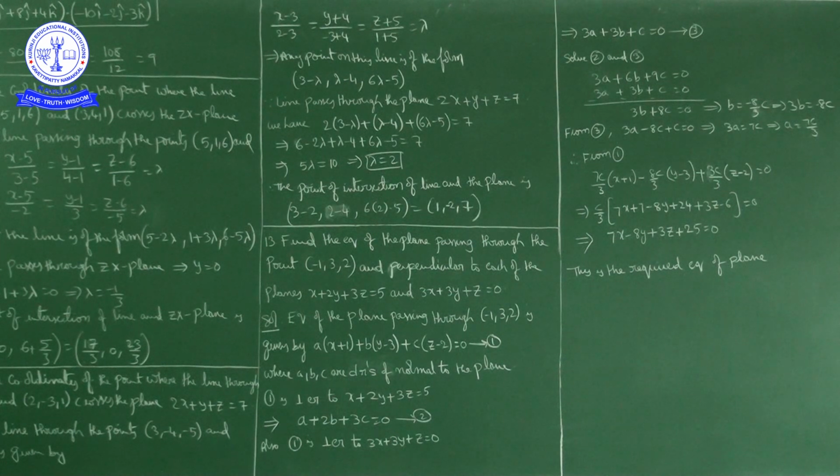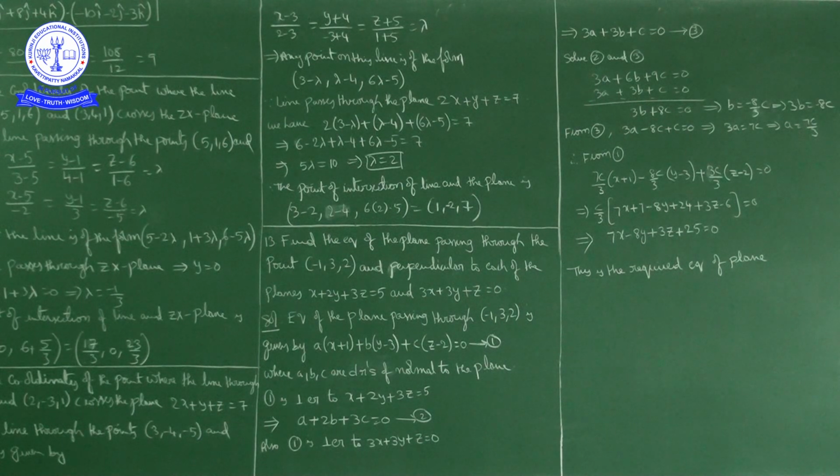Okay. Now what else is given? This plane, equation 1, is perpendicular to the plane x + 2y + 3z = 5, and also perpendicular to another plane. What do we know? A plane a1x + b1y + c1z = d1 is perpendicular to a2x + b2y + c2z = d2 if the condition a1a2 + b1b2 + c1c2 = 0 holds.